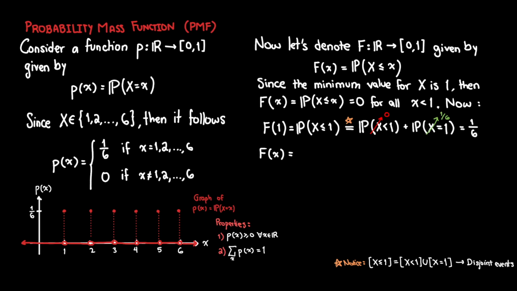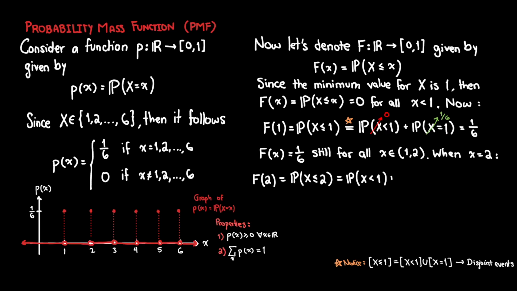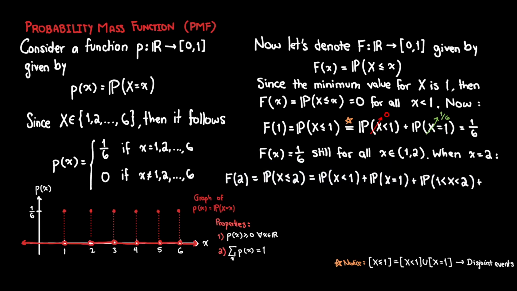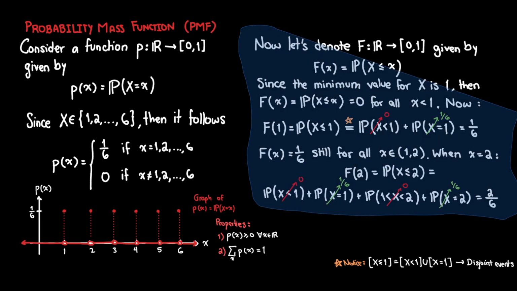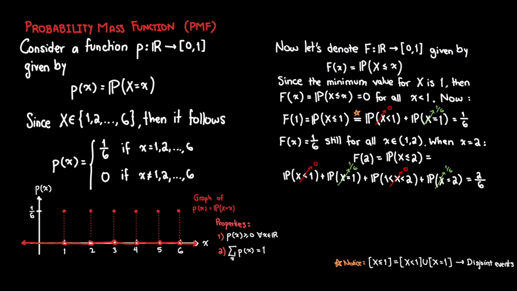Following up with this analysis, we observe that x cannot be equal to any number in between 1 and 2, which means that F of x still equals 1/6 for all x in the open interval (1, 2). At x equals 2, we can again separate into mutually exclusive events. In this case, the only ones with non-zero probabilities are x equals 1 and x equals 2, both with probability 1/6. Altogether, F of 2 equals 2/6. Notice how it's only in the integers 1 through 6 where F has a discontinuity. And additionally, these discontinuities are characterized by being 1/6 units apart from each other.